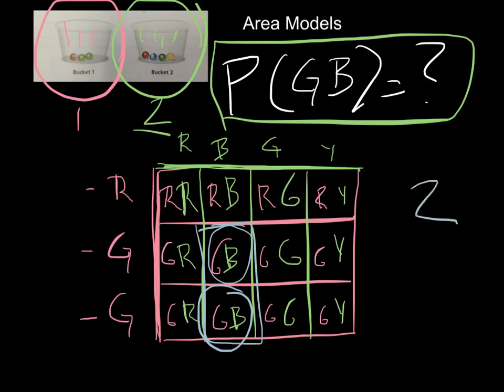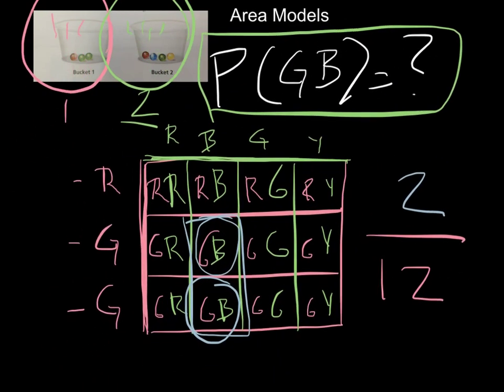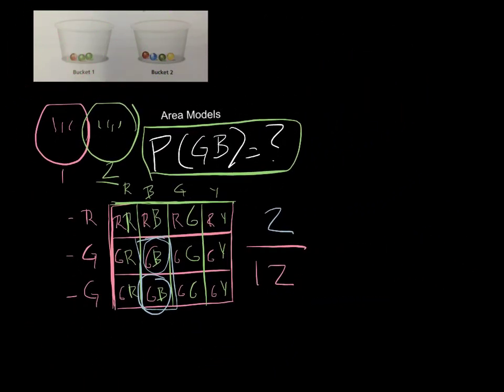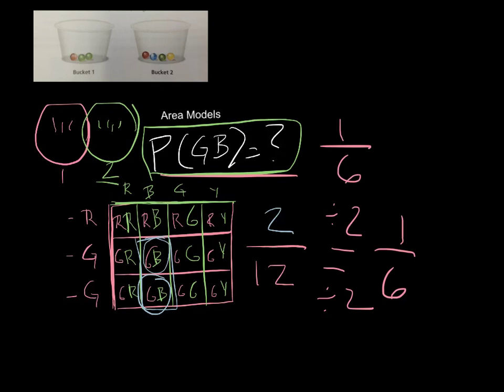out of 1, 2, 3, 4, 5, 6, 7, 8, 9, 10, 11, 12. 2 out of 12 total combinations. And I can reduce 2/12 down to 1/6 by dividing both by 2. So my probability of getting green and blue is now 1/6. And that's how we can start using area models.